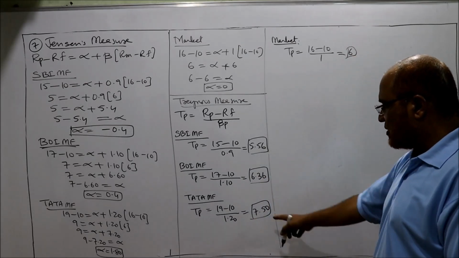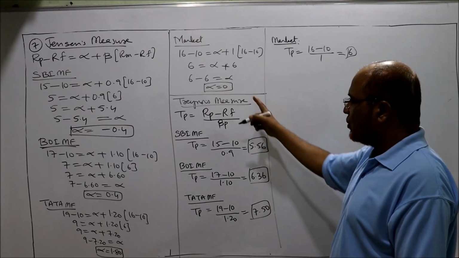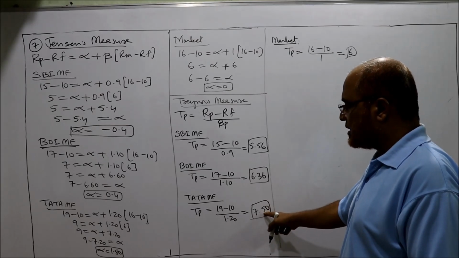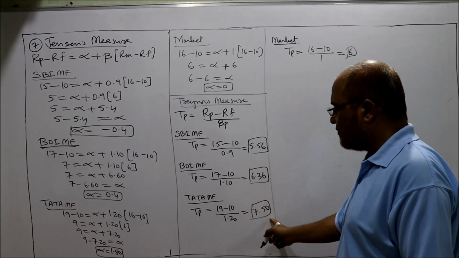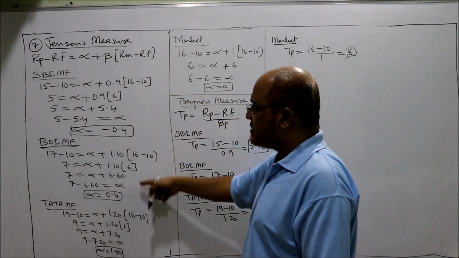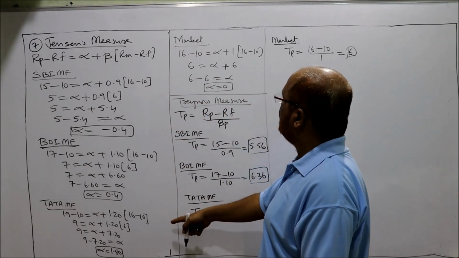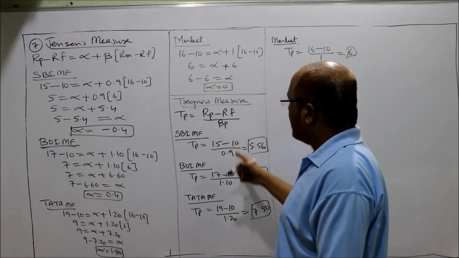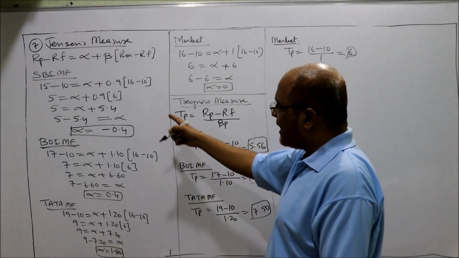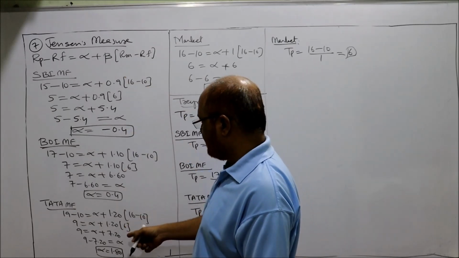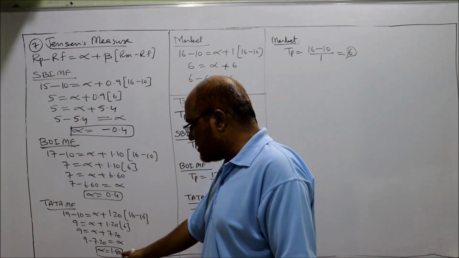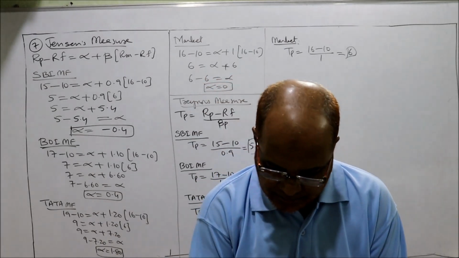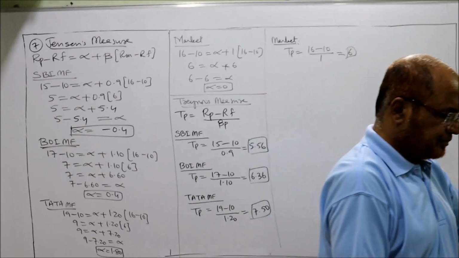So the highest value is 7.5. According to Treynor's measure, 7.5 is the highest, so the best mutual fund is Tata mutual fund. According to Jensen's measure, the highest positive value is 1.80 for Tata. So according to Treynor, as well as according to Jensen's measure, the best mutual fund is Tata mutual fund because it has given the higher index value.